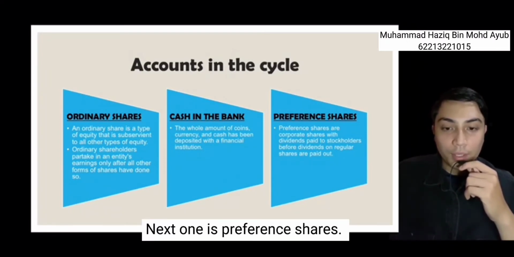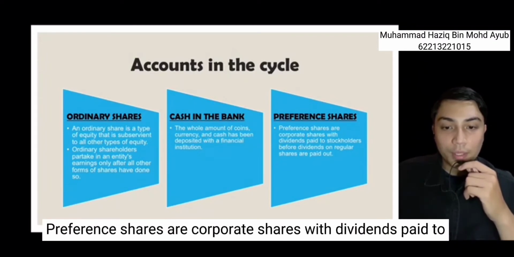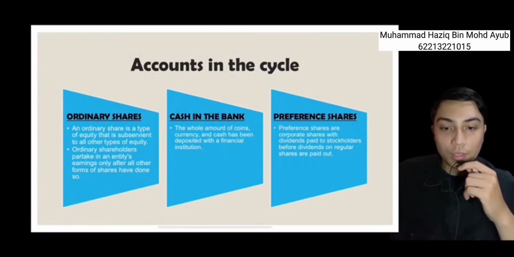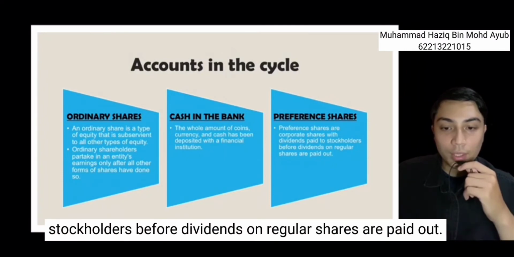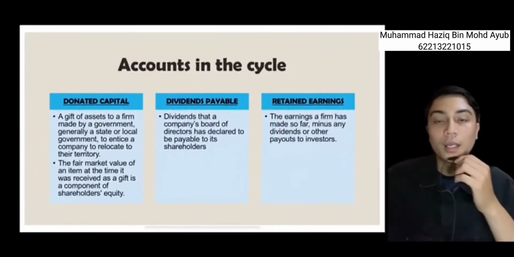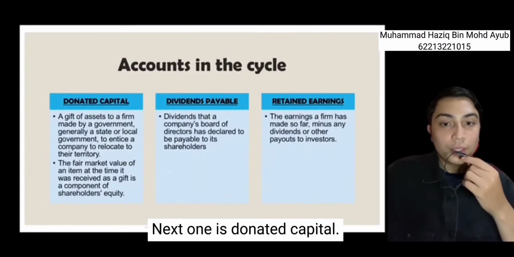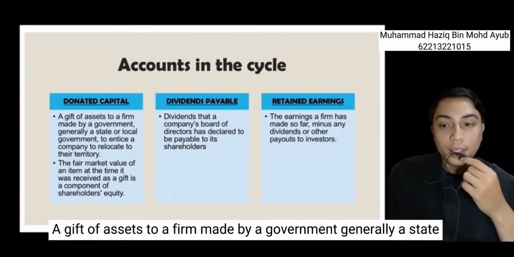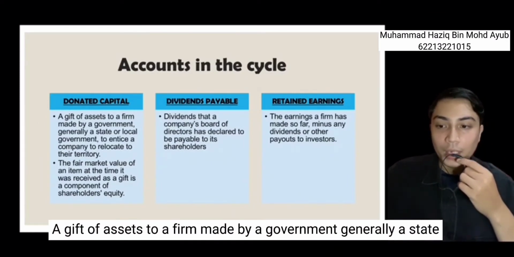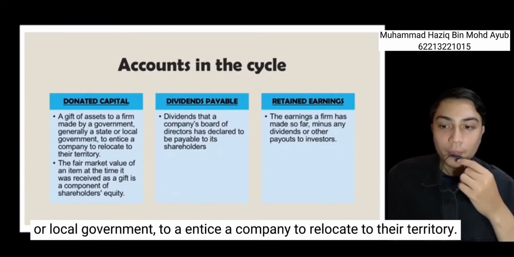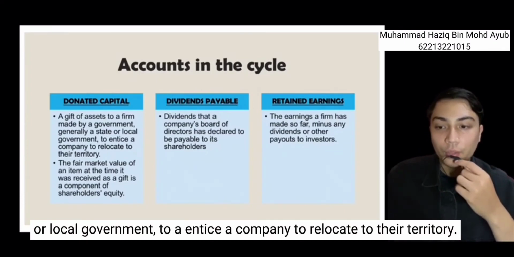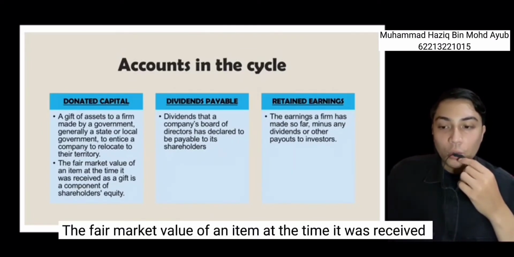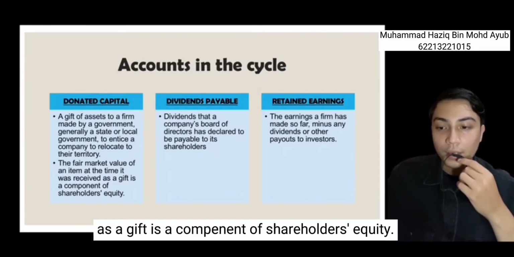Next one is preference shares. Preference shares are corporate shares with dividends paid to stakeholders before dividends on regular shares are paid. Next one is donated capital, a gift of assets to a firm made by a government, generally a state or local government, to entice a company to relocate to their territory. The fair market value of an item at the time it was received as a gift is a component of shareholders' equity.